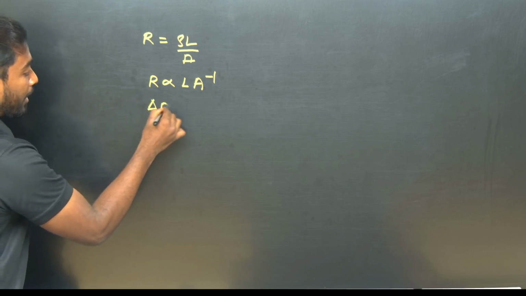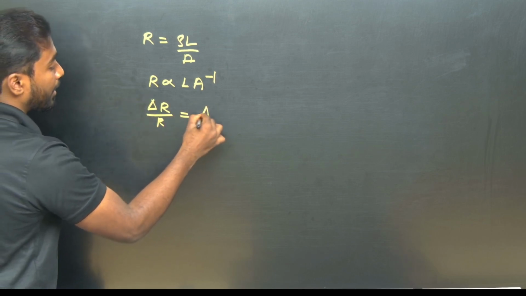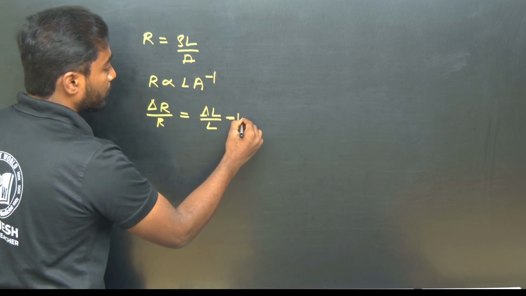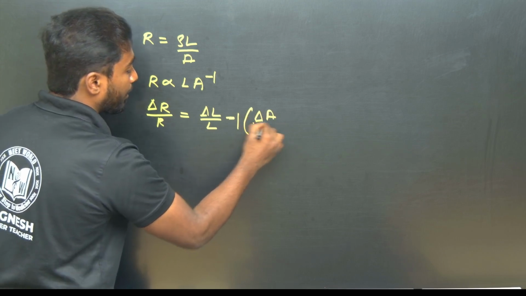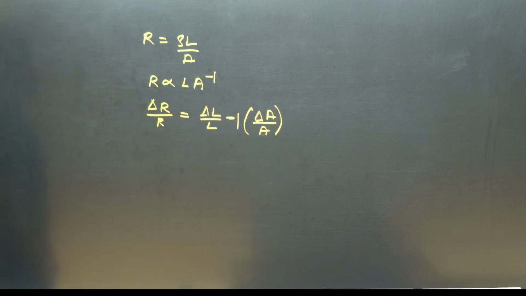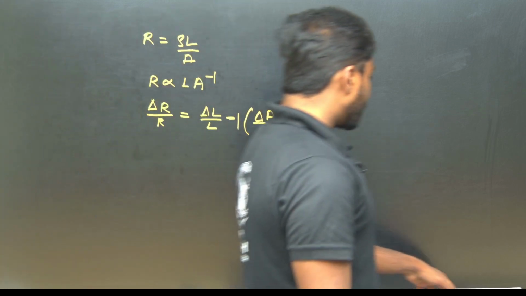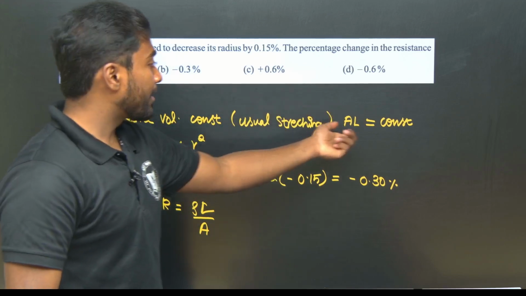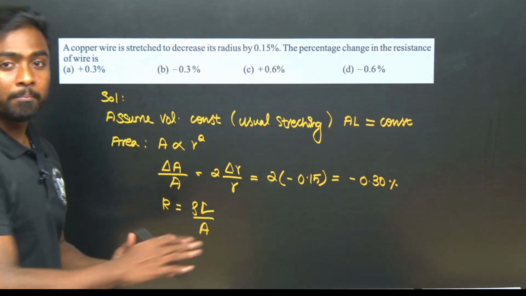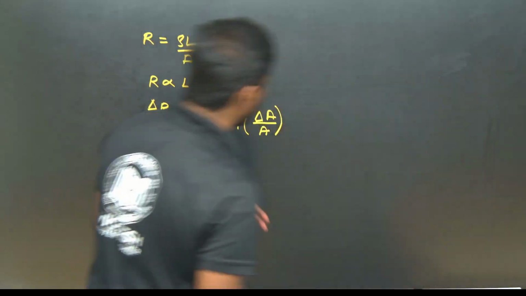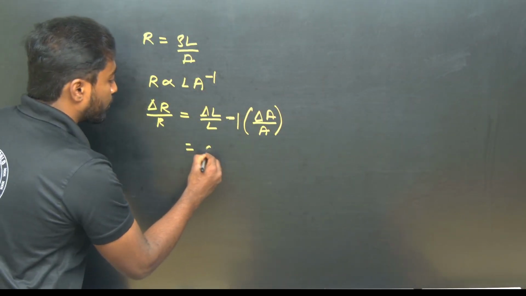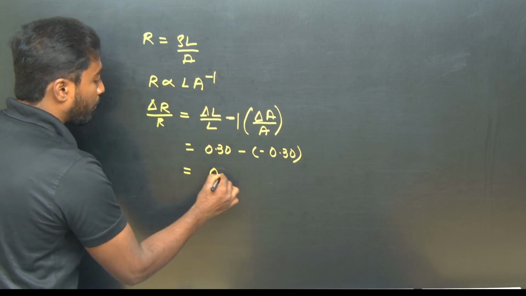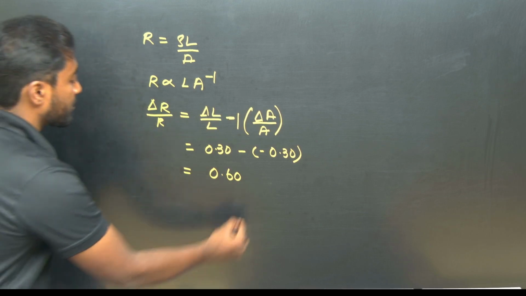Now you can apply that. Delta R by R is equal to delta L by L, minus 1 into delta A by A. If you see here, A and L are constant, so L will be 0.3 percentage, and area will be minus 0.3 percentage. So 0.30 minus of minus 0.30, which is nothing but 0.60 percentage. This is the change in resistance.